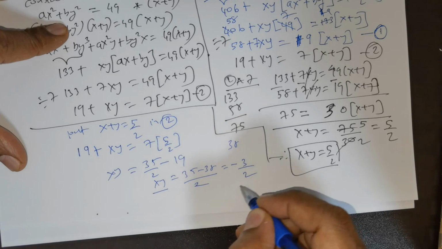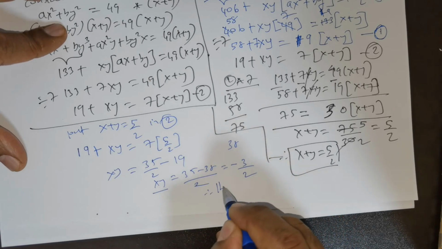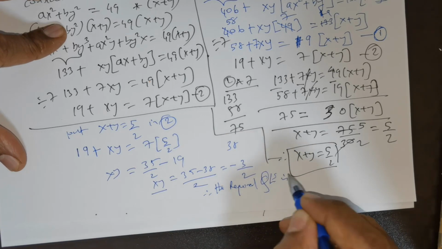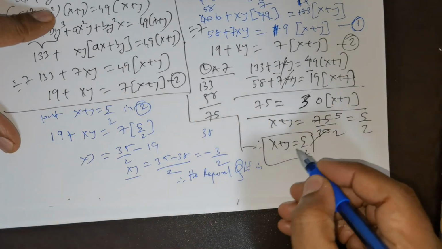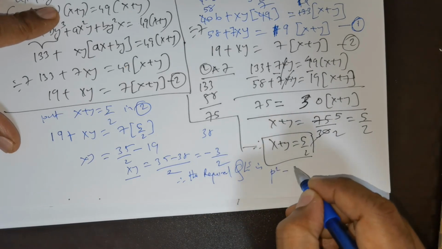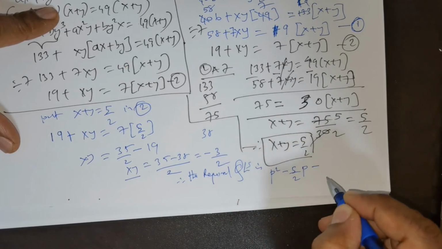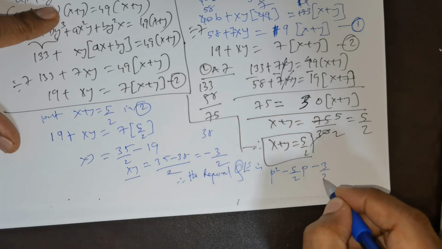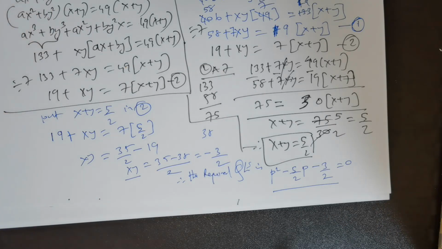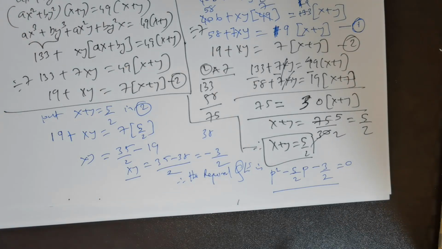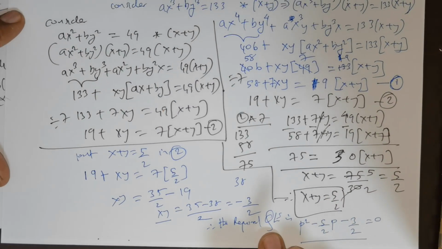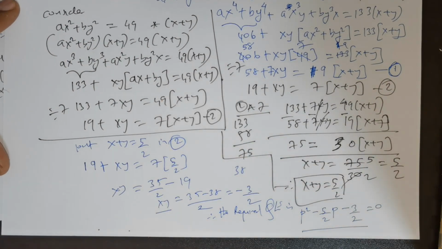Now the quadratic equation can be formed from this. So therefore the required quadratic equation is p squared minus 5 over 2 times p minus 3 over 2 is equal to 0. So this will be the quadratic equation that we will have to solve. If we can solve this, then that would lead us one step towards the solution.